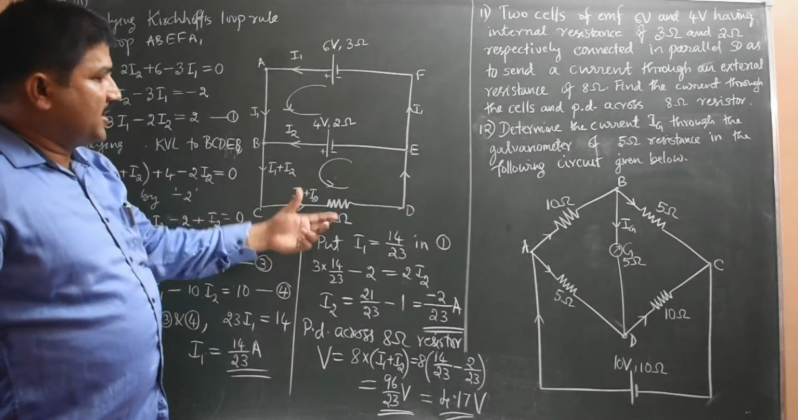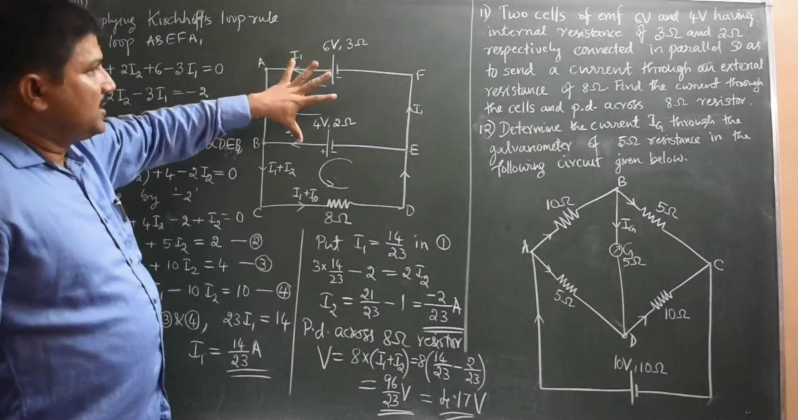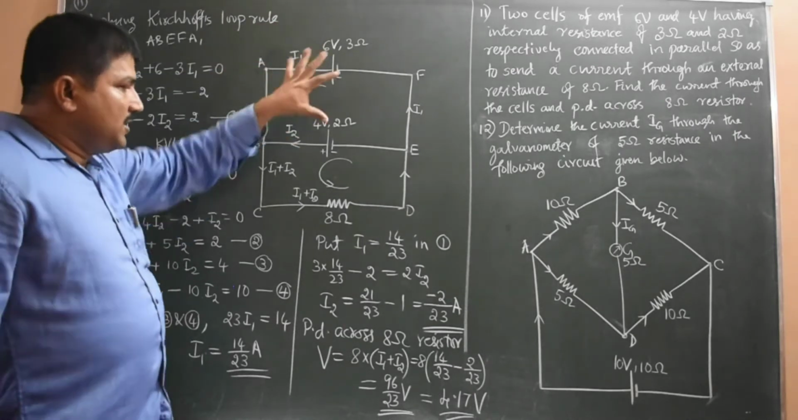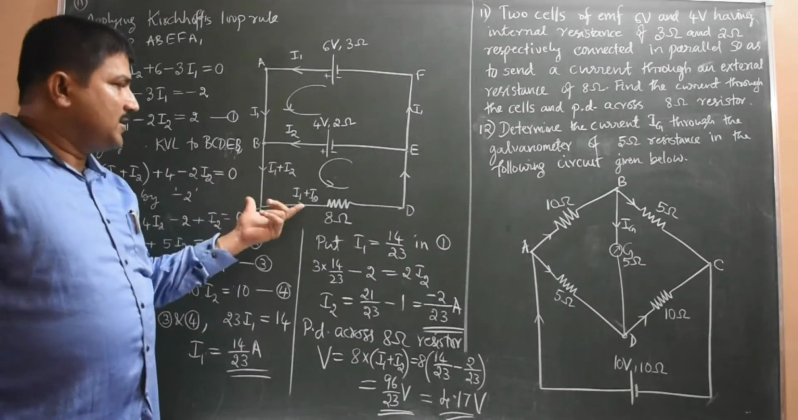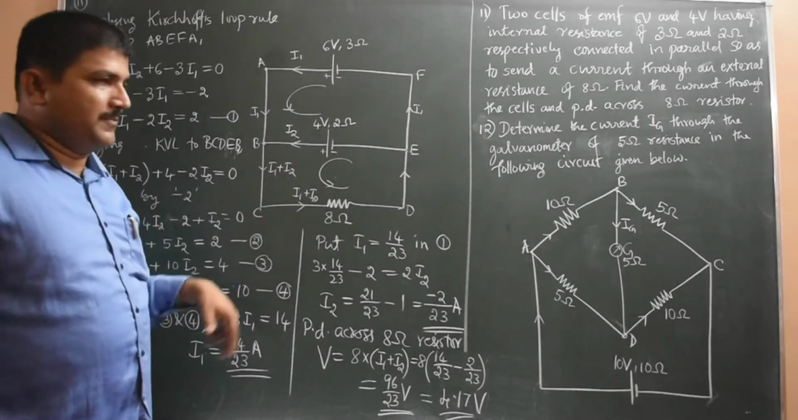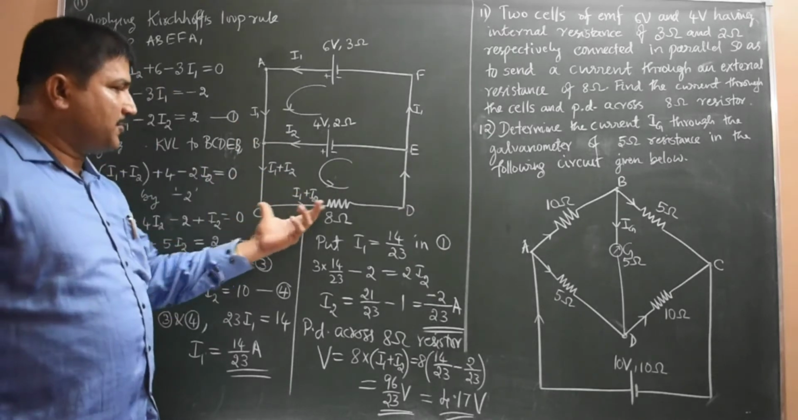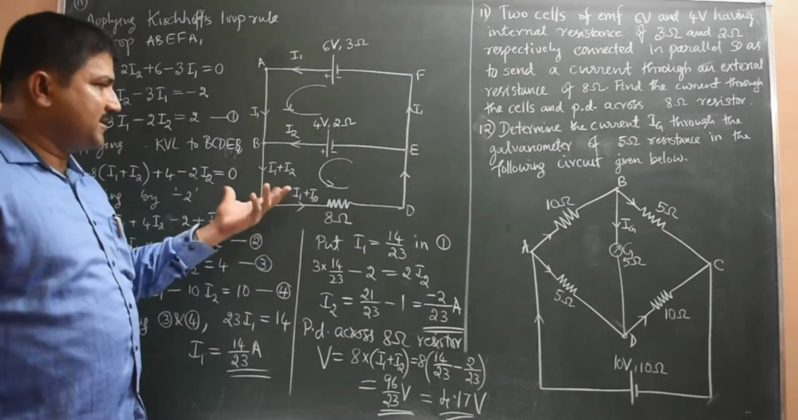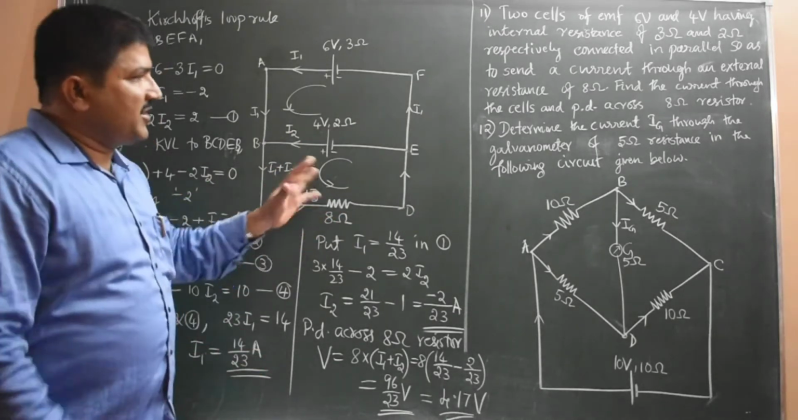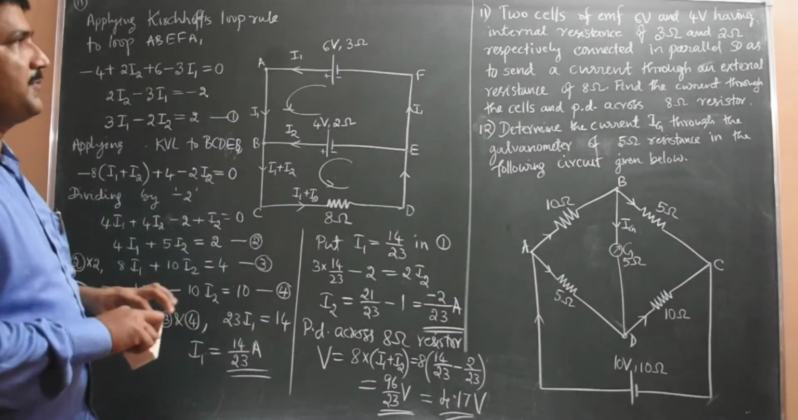Then we get the main current from the equivalent cell. After that we get the current, and then the potential difference or terminal PD of the cell, which is simply I into R, current into resistance. That way also we can solve it, and I have solved it that way in the previous class.